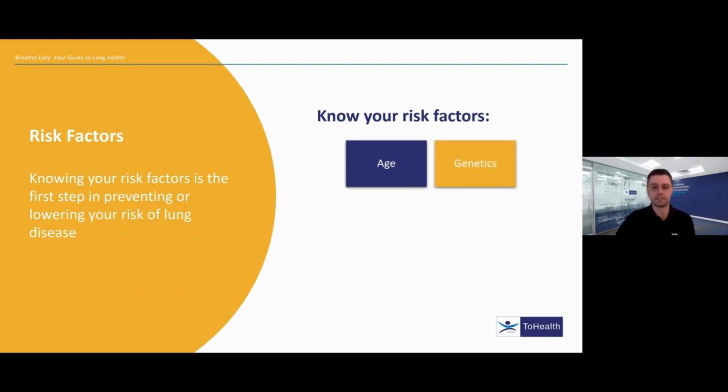Again, bringing up genetics, a family history of lung disease makes you more likely to be prone to a lung disease. Smoking or even secondhand smoke. So the more cigarettes that you smoke each day and the longer that habit continues, the greater the risk of lung disease like cancer or even COPD.